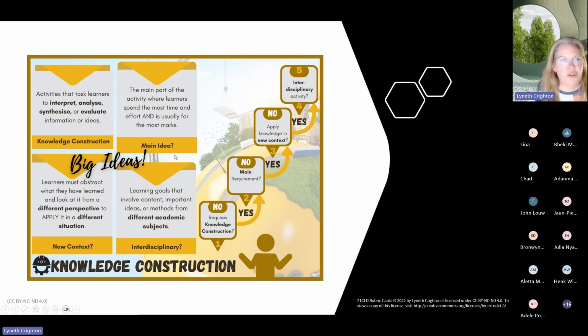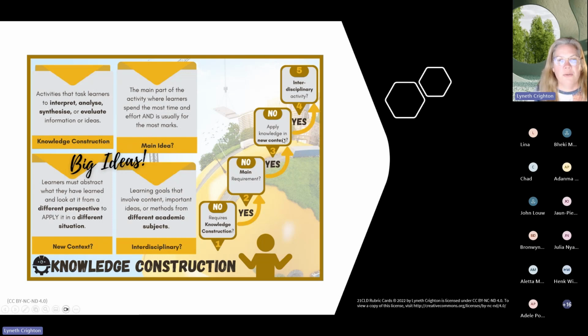Knowledge construction is a task that requires learners to interpret, analyze, synthesize, or evaluate information or ideas. In other words, it's the top set of Bloom's. It is also the main requirement, which means it's the most time, the most effort, and usually the most marks of your project. And if those two answers are yes, we ask the third. It means it's a level 3 question on the rubric.